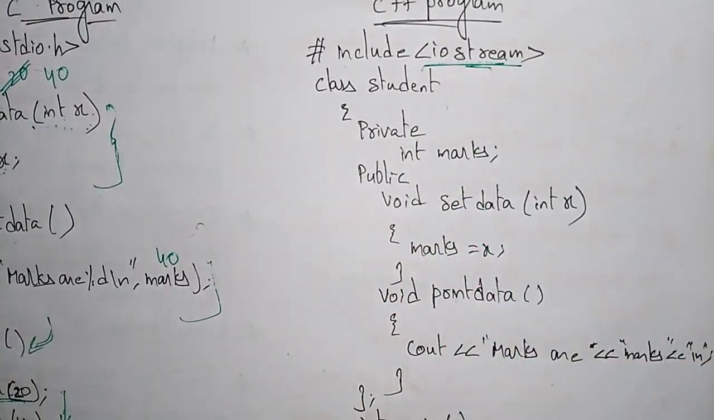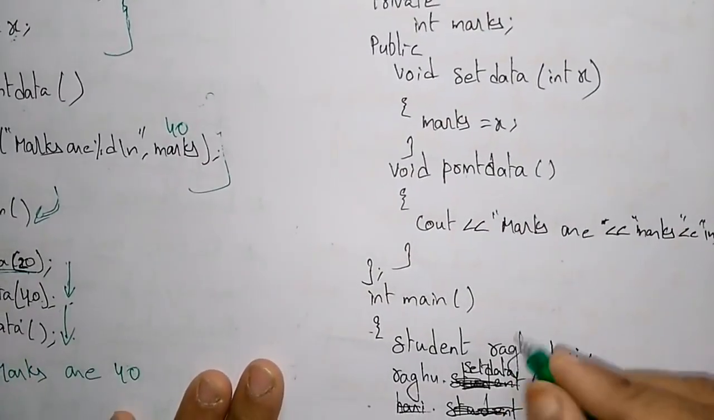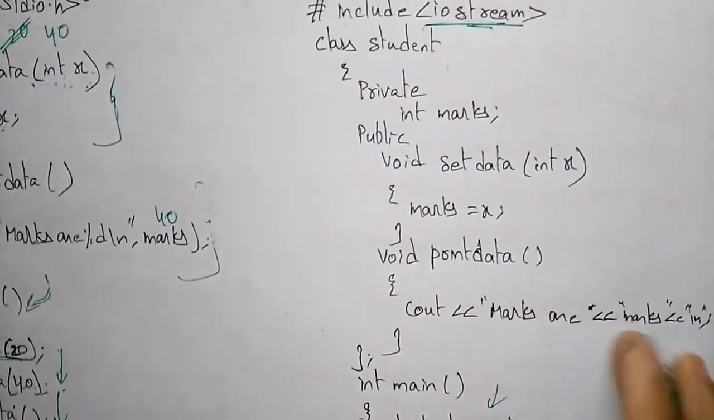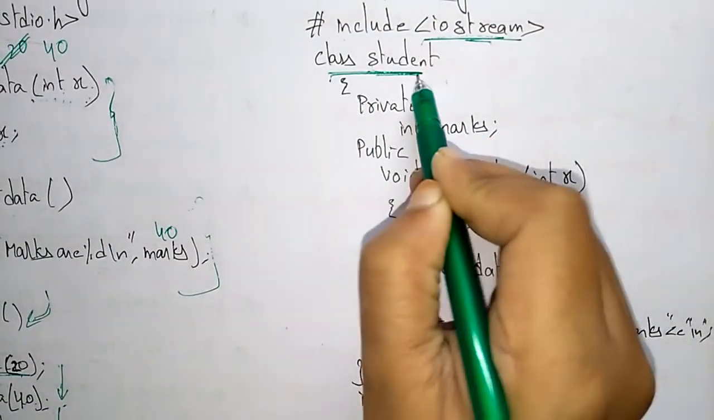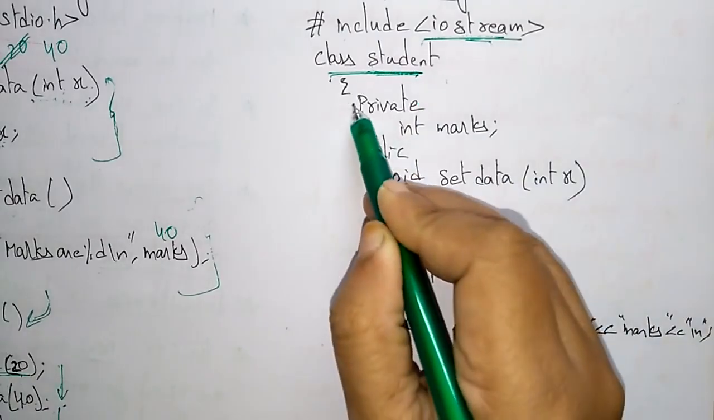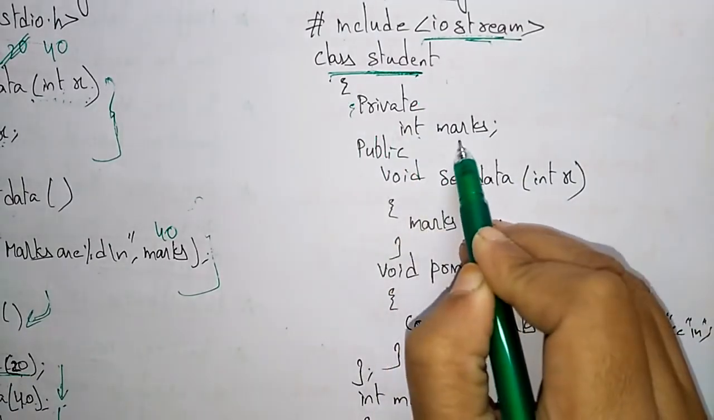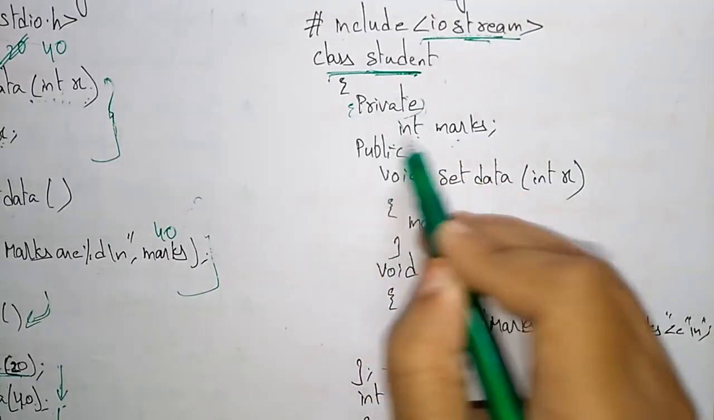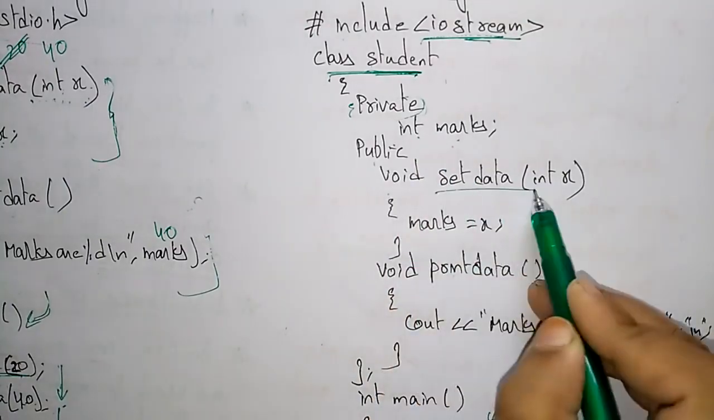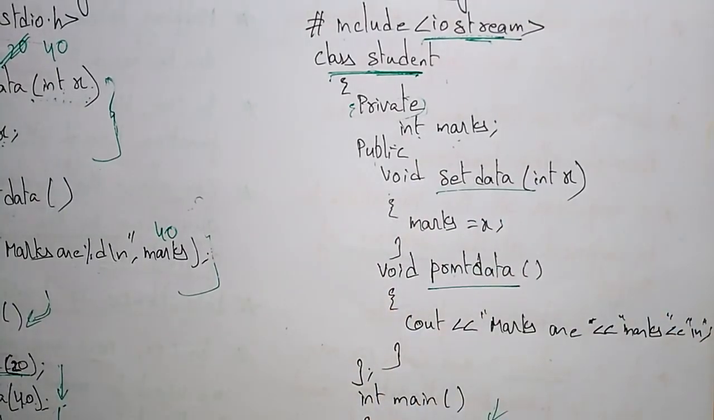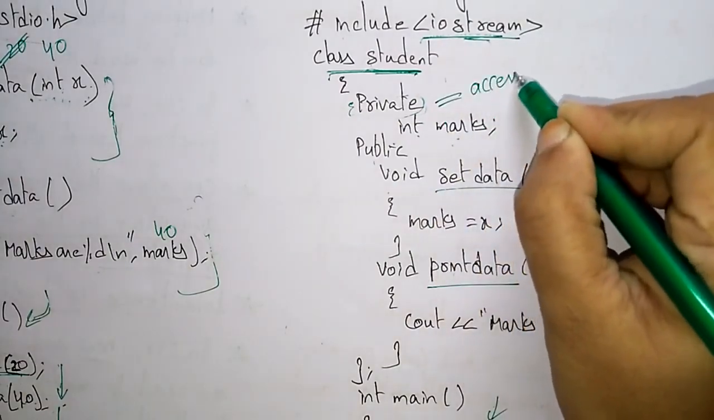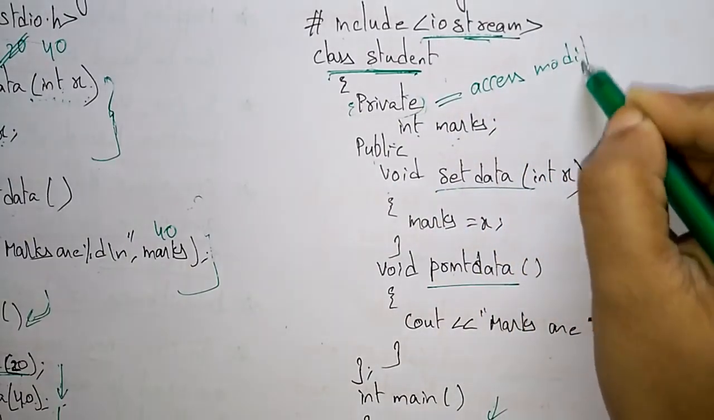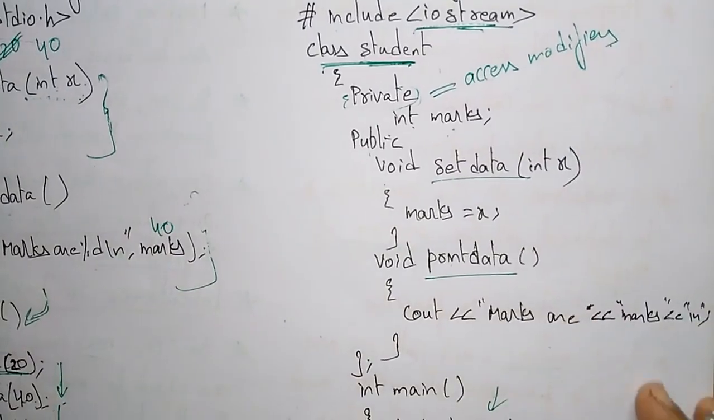So here, first you come to the main program here also. Okay, main program. So here the class student is a class name. Okay, here the private is declared for the int marks. So these are declared privately, and the public is set data and the print data. So these are the access modifiers. You call them access modifiers, the private and public.